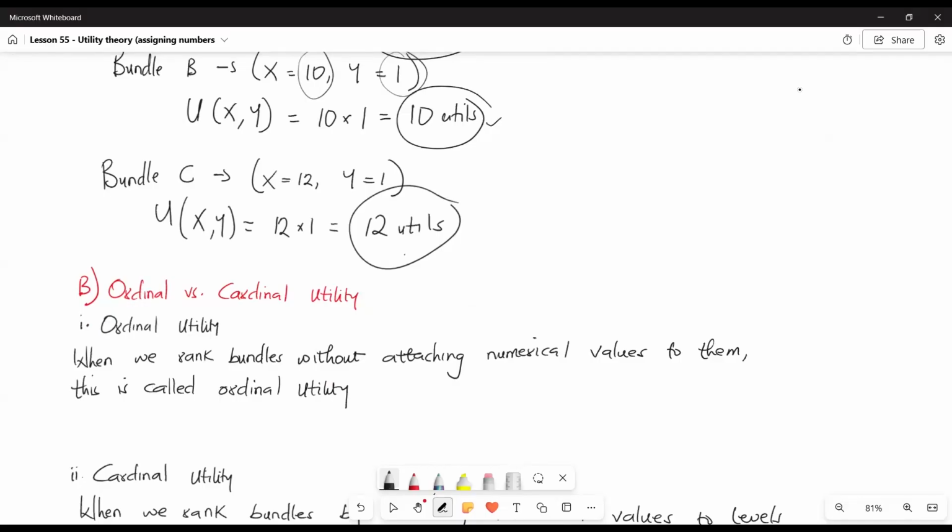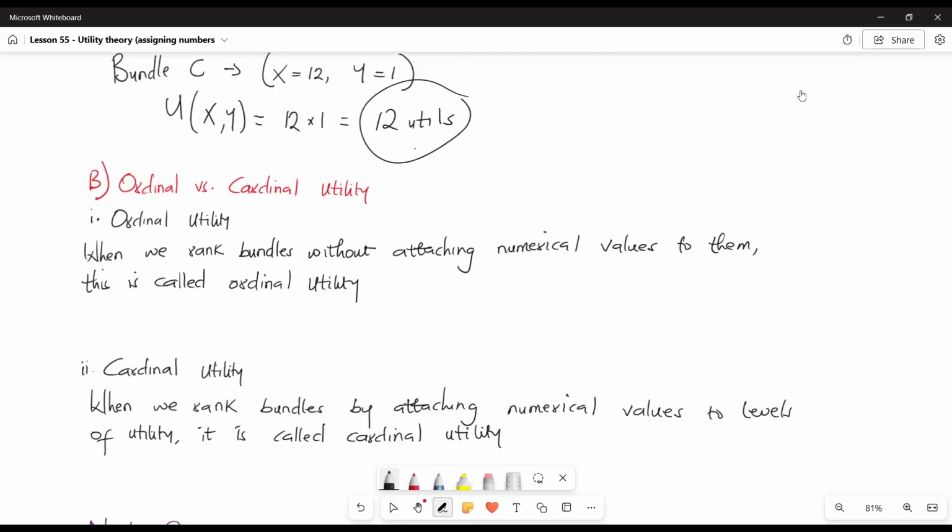Now, when we rank bundles without attaching numerical values to them, this is considered ordinal utility. So, ordinal utility is represented by an ordinal utility function. An example is Ava might rank bundles in order of preference, such that we have C being preferred to A. This relationship simply means that she prefers bundle C to bundle A. Now, though she hasn't attached numbers to the level of satisfaction she receives from consuming each bundle, she's able to tell us that she gets more satisfaction from consuming bundle C than when she consumes bundle A.